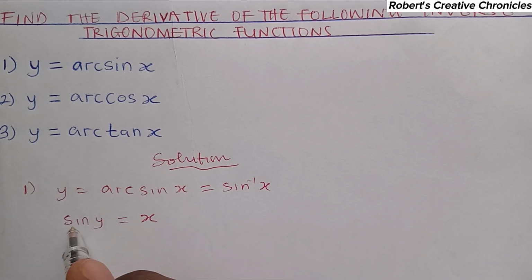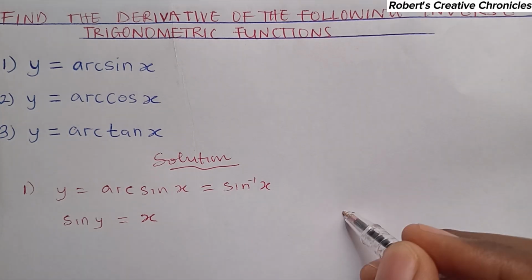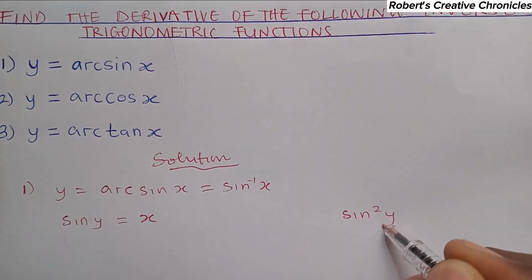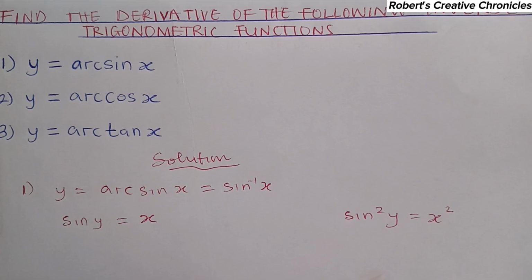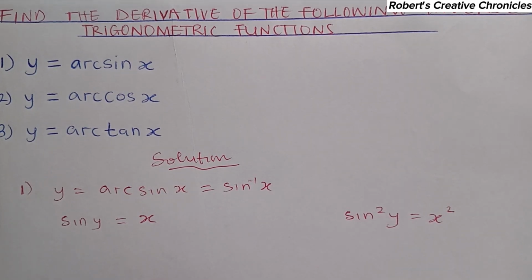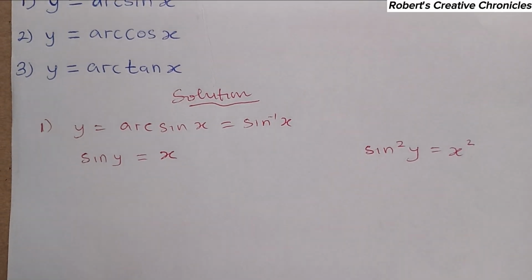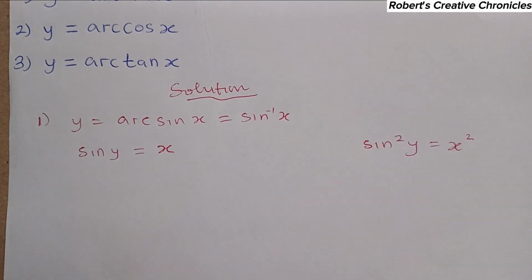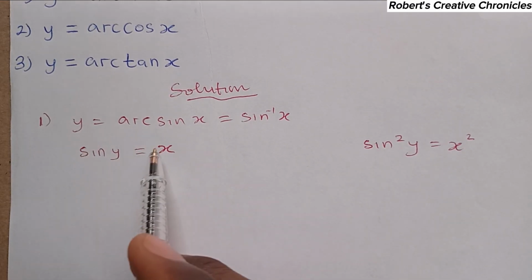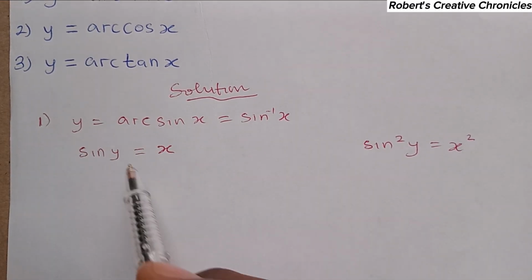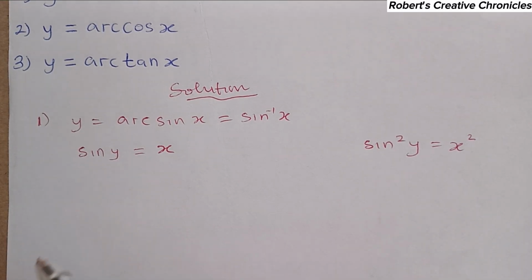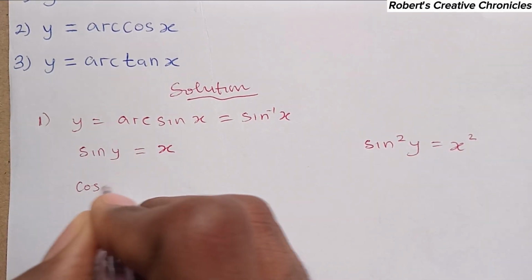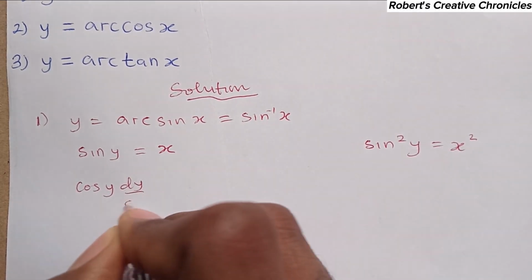So now we will find the square of both of these sides because we will need it in subsequent calculations. So it will be sine square y equals x squared. We will need it in future. So now we'll differentiate this equation with respect to x. And when we differentiate y, we'll put dy dx as implicit differentiation. So the derivative of sine y is cos y, that is dy over dx.